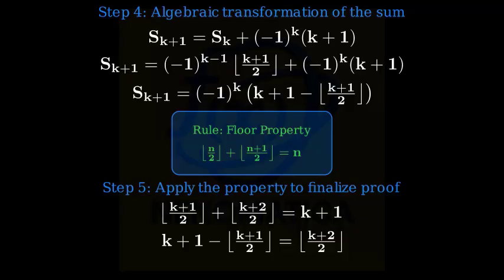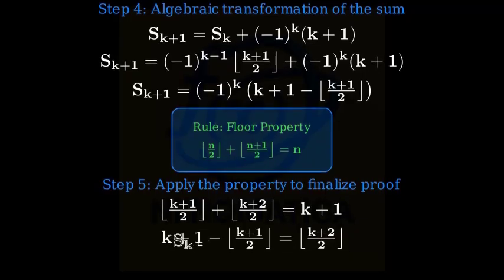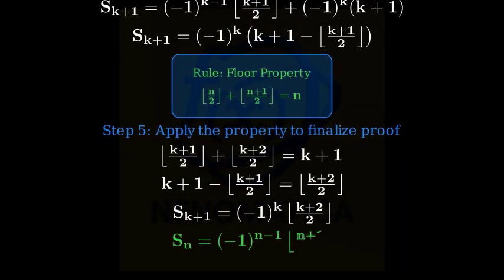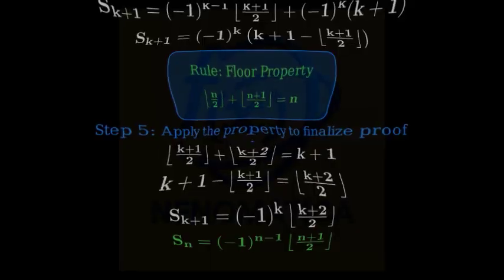Substitute back to get s sub k plus 1 equals (negative 1) to the power k times the floor of k plus 2 over 2. The induction is complete. Therefore, for every natural number n, s sub n equals (negative 1) to the power n minus 1 times the floor of n plus 1 over 2.